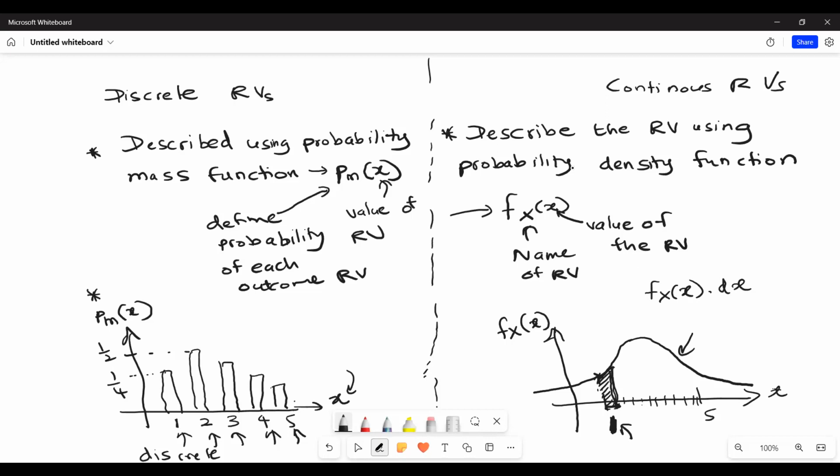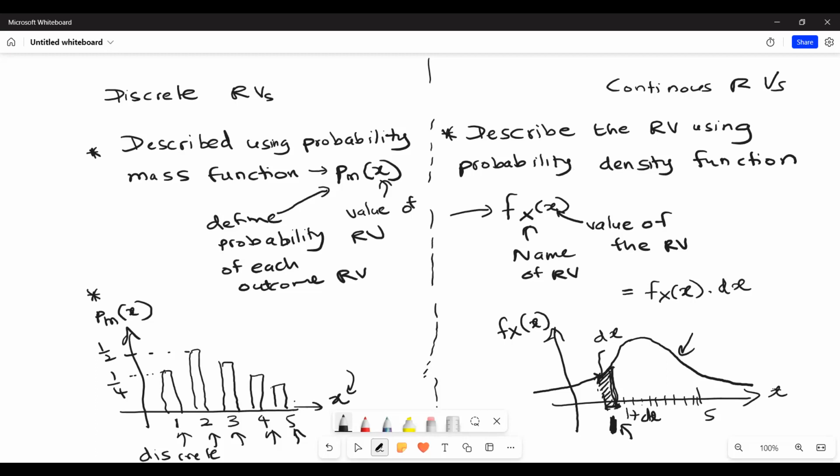So I don't need to integrate over the small distance, because this is a dx distance. If we are considering a dx distance, the height of the probability, or the value of the probability at 1 and 1 plus dx, is almost the same, right?